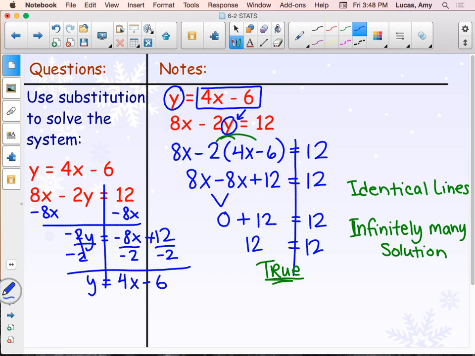So if your variables cancel out while you're solving a system using substitution, you just have to look at the numbers, the constant numbers that are left on each side to see if it's true, if it's an identity or not.